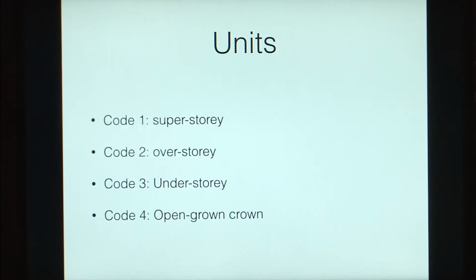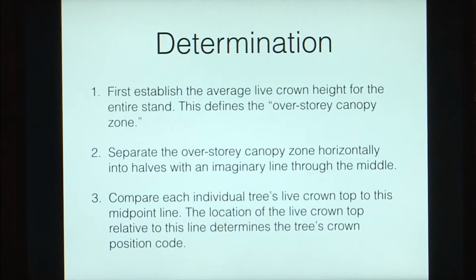Here we divide it into 4 codes. So code 1 is called superstory, code 2 is overstory, code 3 is understory, and code 4 is an open grown crown. So, how do we figure out this crown position?